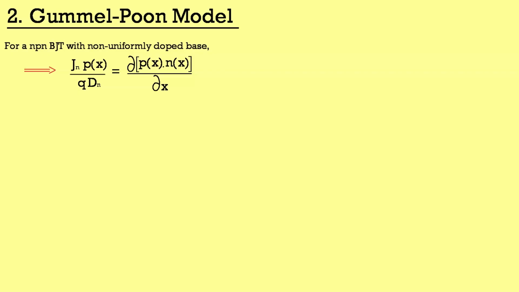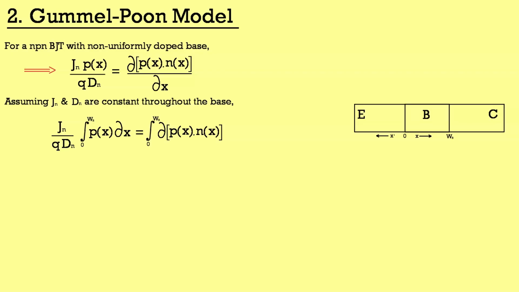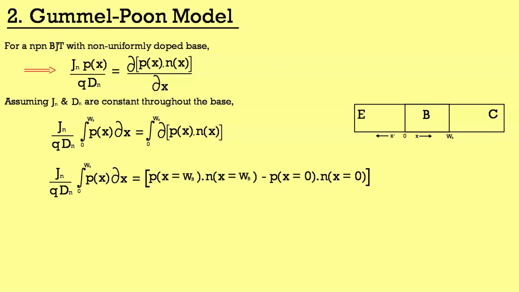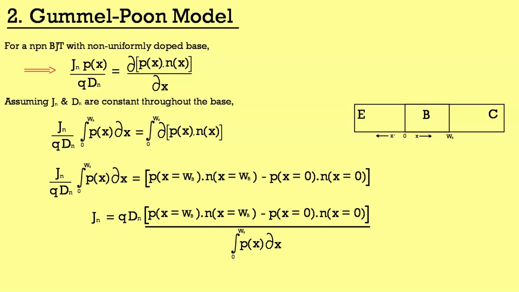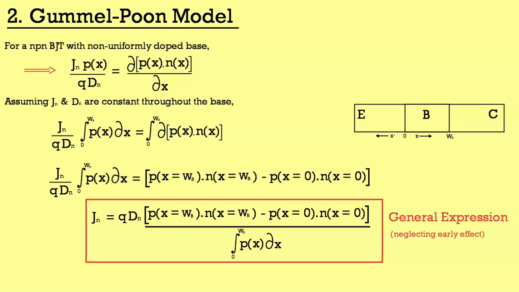hole concentration. Assuming diffusion constant and current density due to free electrons are constant throughout the base, we will integrate this equation to get this expression. This is the general expression valid for all regions of BJT.